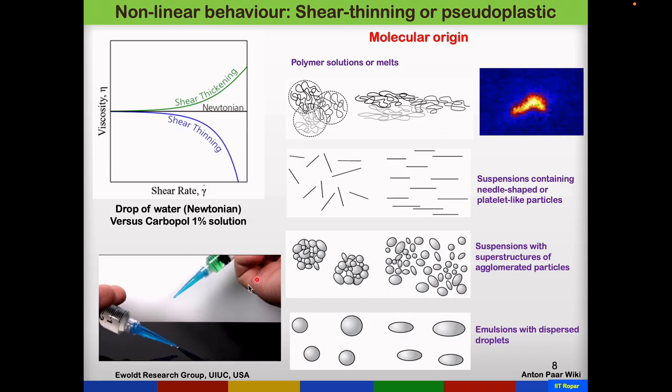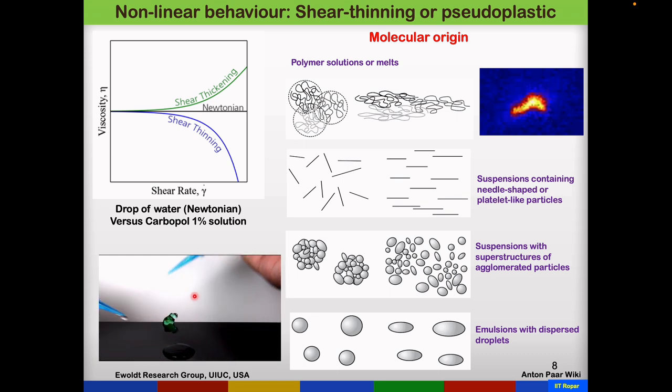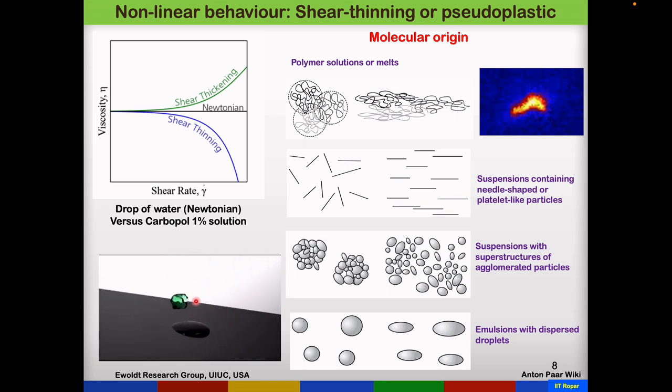Okay, so this is a simple experiment that a research group has done. This is a shear thinning fluid, and this is a simple fluid. You can see that the shear thinning fluid easily comes out from the syringe, because you are applying some force, the viscosity will decrease. As a result, it will come out from the syringe.